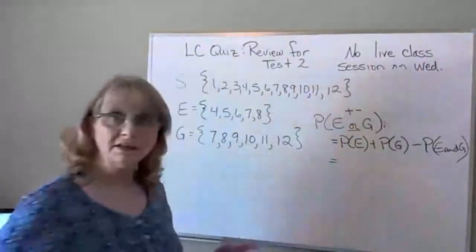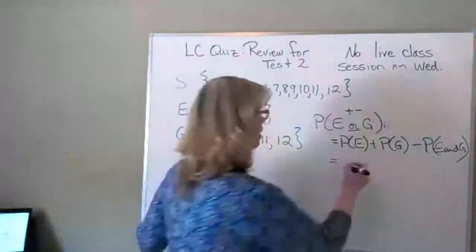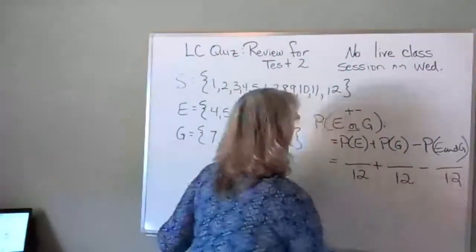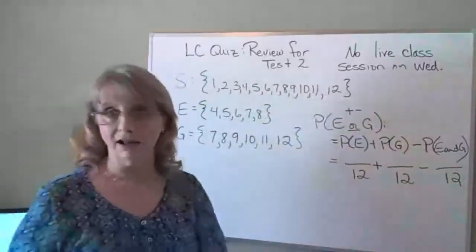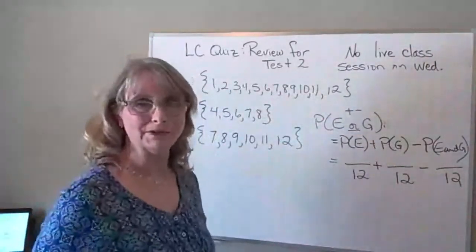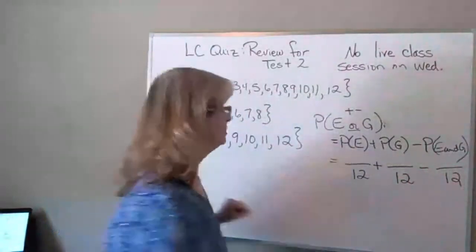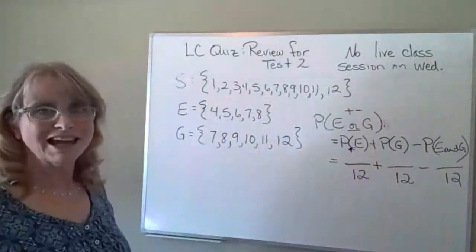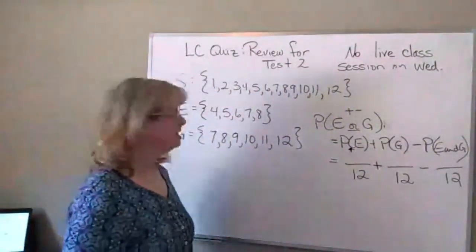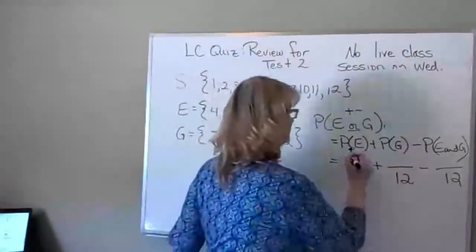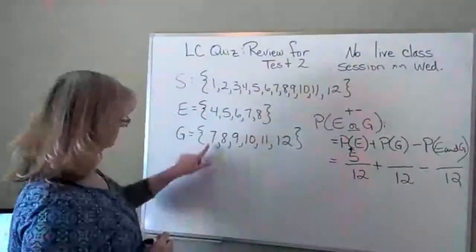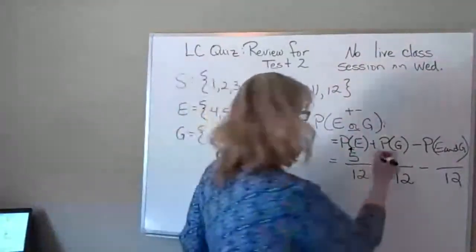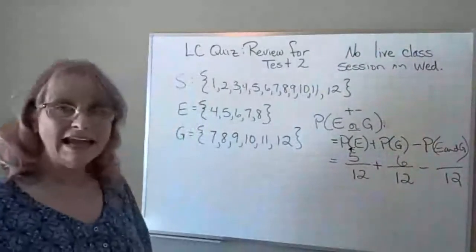So now, what's the probability of E going to be? Well, first of all, your denominators are 12, because that's how many outcomes are in your sample space. What should be the top number for the probability of E? This was the thing I did wrong before. Remember, I put, so 1, 2, 3, 4, yes, 5. Okay, what about for G? 6, good. What about E and G?